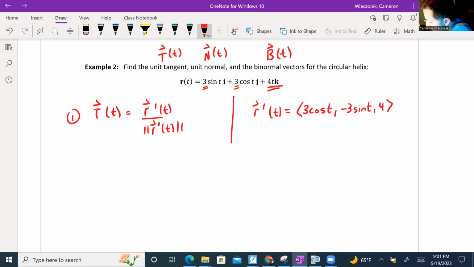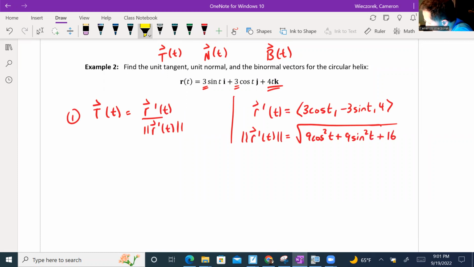I also need to divide by the magnitude of that vector. So for the magnitude, I'm going to square the components, add them together, and take the square root. So I would get 9 cosine squared t plus 9 sine squared t plus 16. This should make you think it's looking a lot like sine squared plus cosine squared, which we know is 1. So being a little bit more formal with it, after you see this calculation once or twice, you might be able to just jump to the result here, but I'm going to factor out the 9 so that you can actually see, oh, that's just 1.